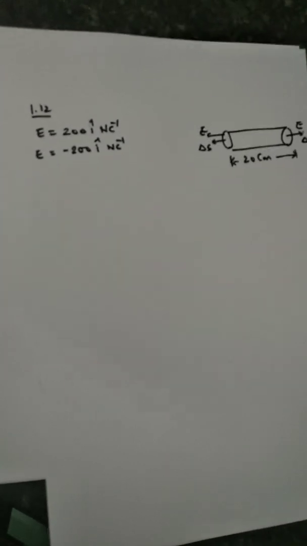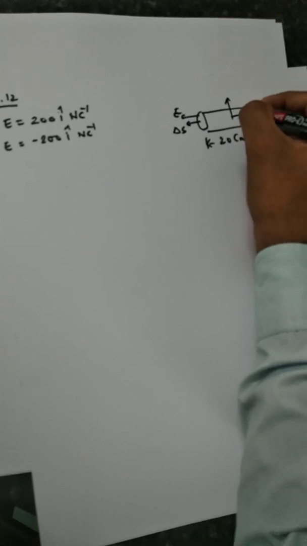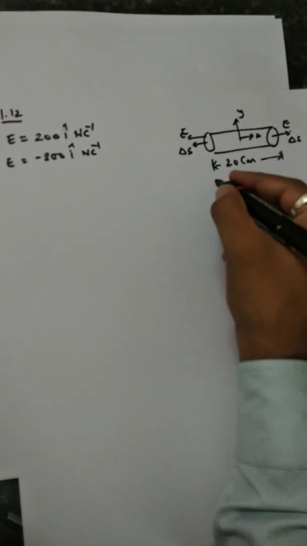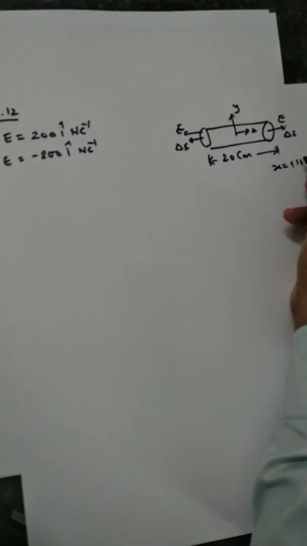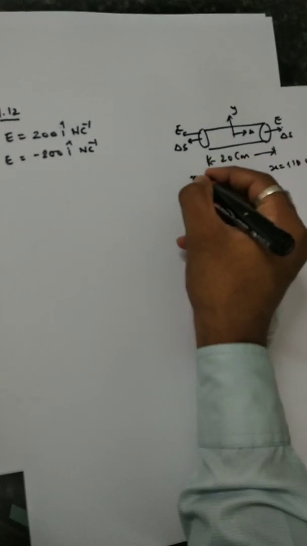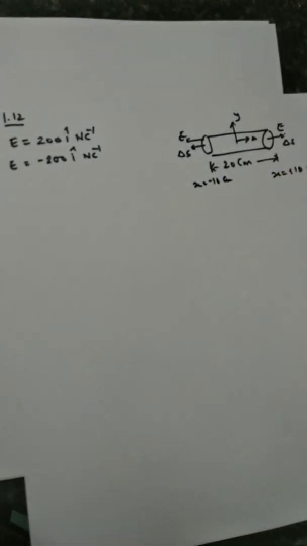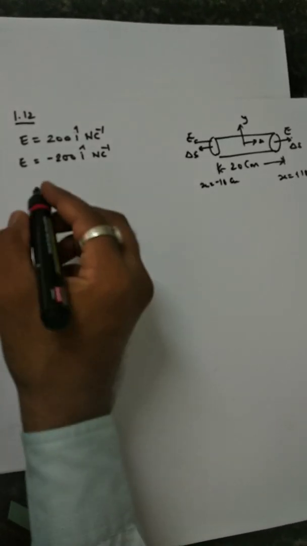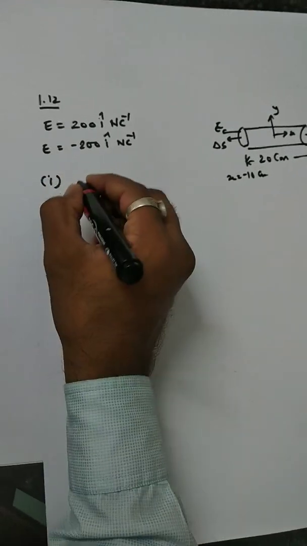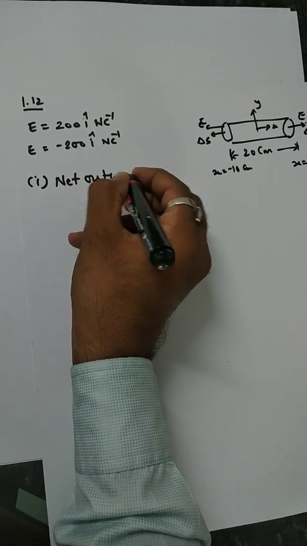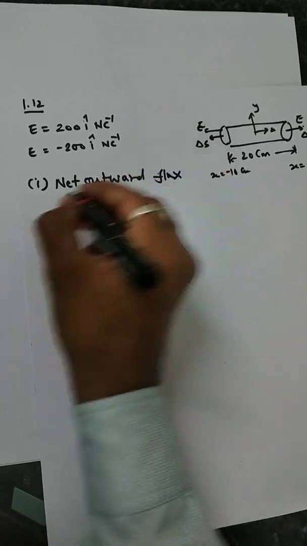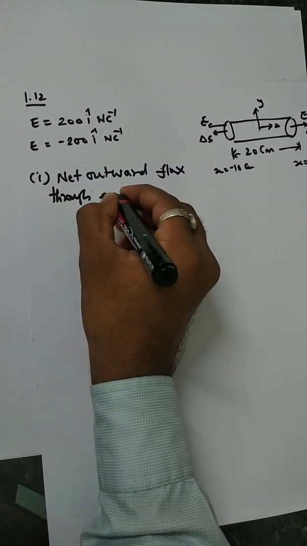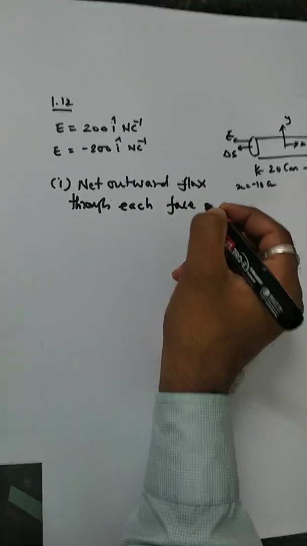So these are the conditions. Here this is the midpoint, this is the x direction, this will be the y direction. So here we will take x equal to plus 10 centimeter, here x equal to minus 10 centimeter. So what we have to do is find the value of net outward flux through each plate face. What we have to find is the net outward flux through each face.